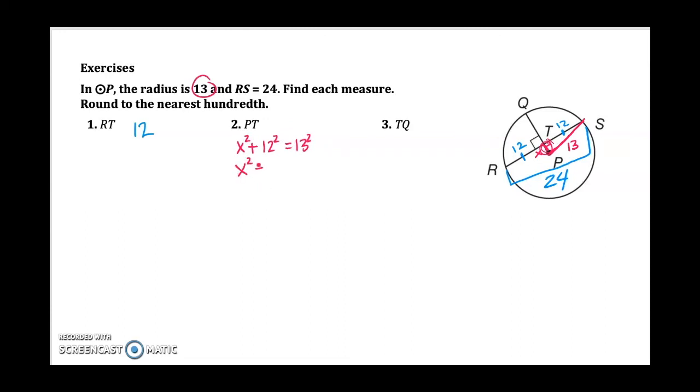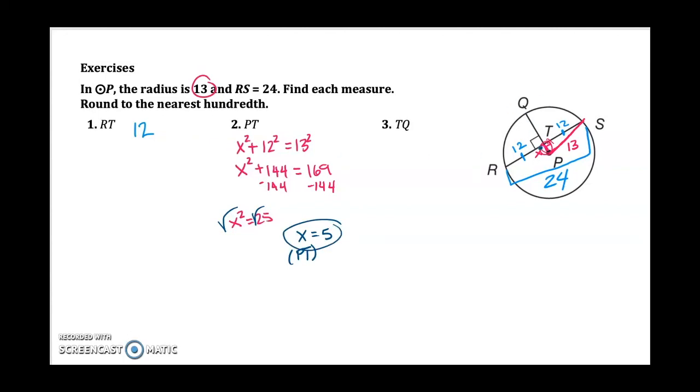So we start working this out. x squared plus 144 is equal to 169. Then we subtract 144, and we get that 25 is equal to x squared. Then we take the square root of both sides, and we get that x is equal to 5. So 5, 12, 13 is a Pythagorean triple. So x, aka PT, is equal to 5.